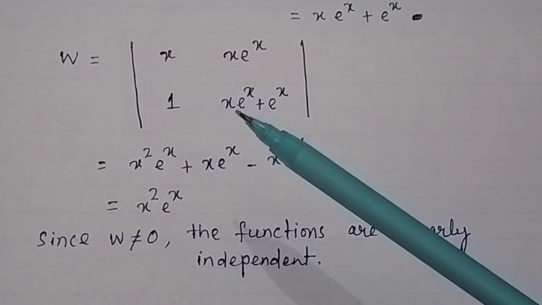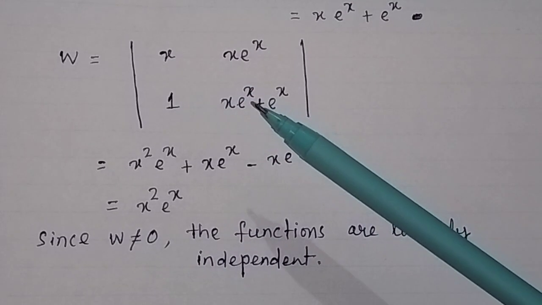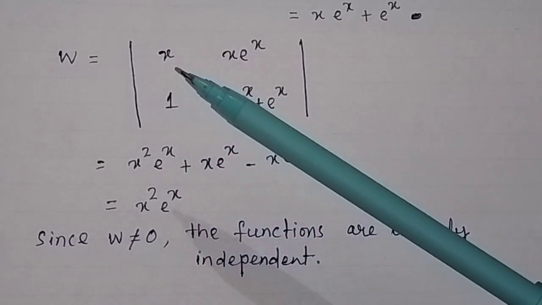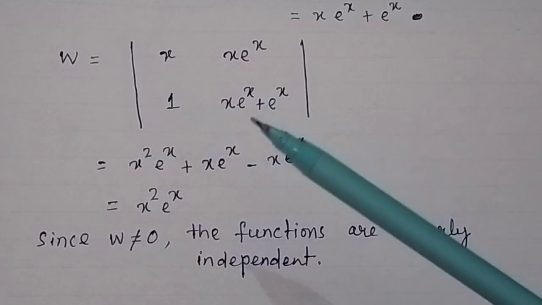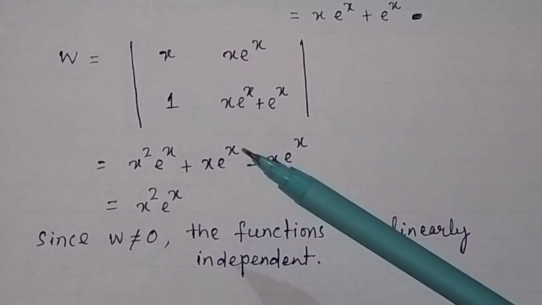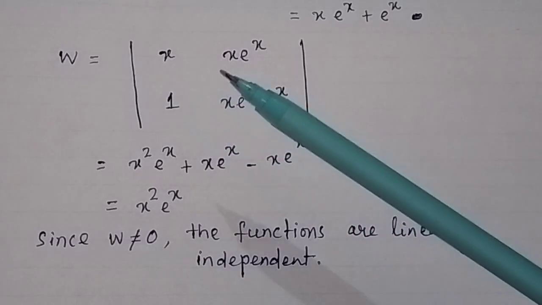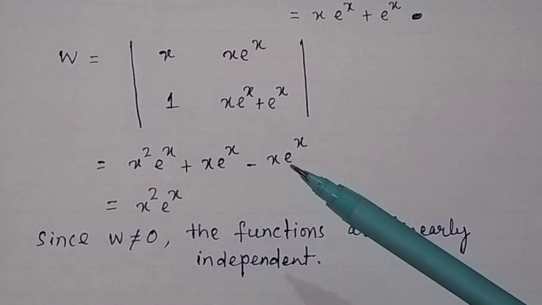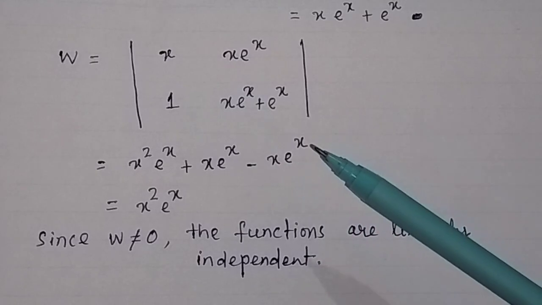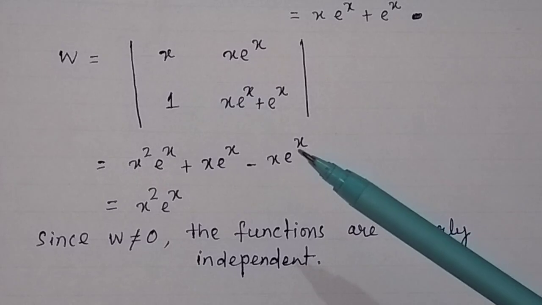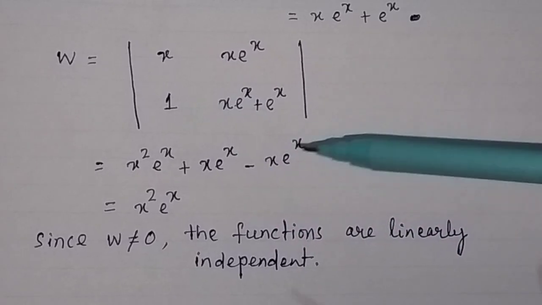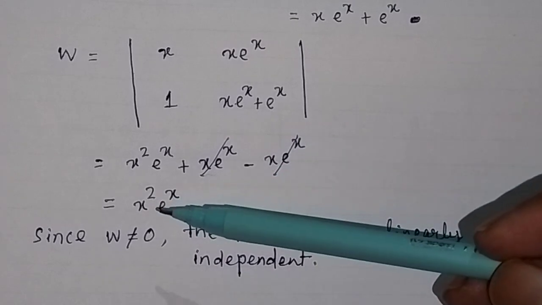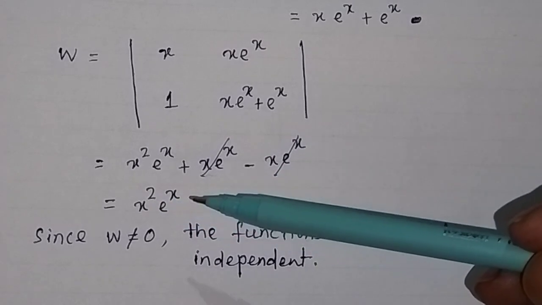You multiply x with x into e to the power x. This will be equal to x square e to the power x. Then multiply x with e to the power x. This will be equal to x into e to the power x, minus multiply 1 with x into e to the power x. This will be equal to minus x into e to the power x. So x into e to the power x and minus x into e to the power x will cancel. So the answer will be equal to x square into e to the power x.